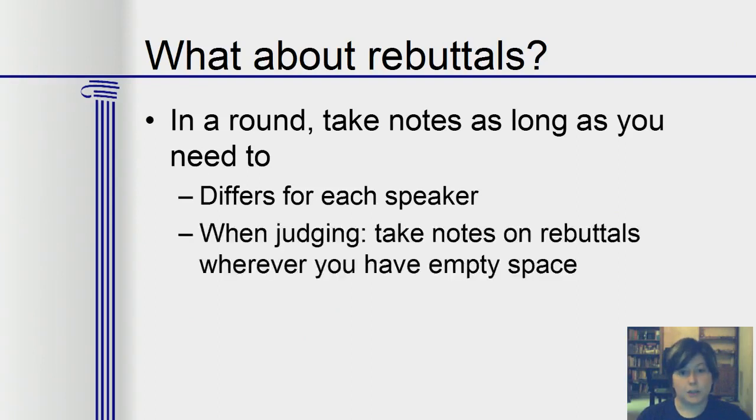Now, as a judge, you definitely need to write down what is said during the rebuttals, and you can just write that wherever you have empty space, whether it's in that unused box on your flow underneath the PMC, or on the back of a page, or on a separate page. Just write down what's said, what the crystallization points are, however works for you.